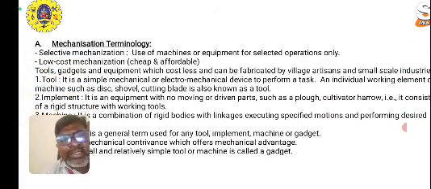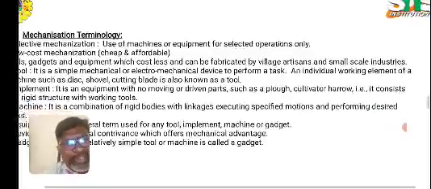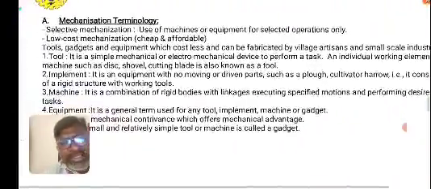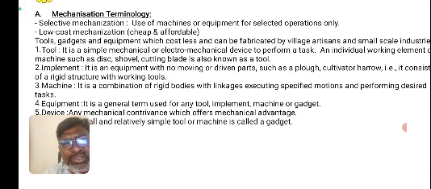And to consider mechanization terminologies: selective mechanization is the use of machines or equipment for selected operations only. Generally, mechanization is defined as the application of machineries as far as possible in all areas of farm operations. In selective mechanization, only for selected applications we go for machineries as well as implements. Low cost mechanization is cheap as well as affordable: tools, gadgets and equipments that cost less and can be fabricated by village artisans and small scale industries themselves. Tool: it is a simple mechanical or electromechanical device to perform a task.